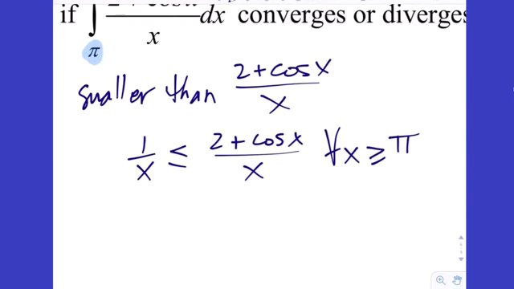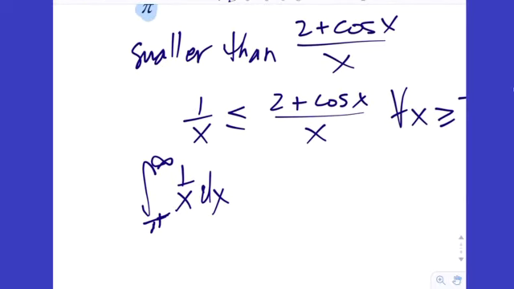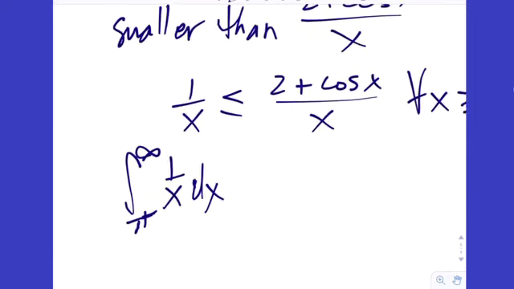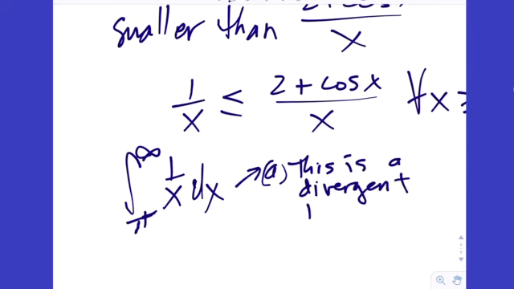Okay. So now, I just need to figure out then, what is the integral from pi to infinity of 1 over x dx? Now here you could say it's a divergent p series. Even though we're not starting at 1, the p series has to start anywhere greater than 0. When it starts at 1, that's the time we have the summation formula, 1 over p minus 1. So you could either say A, this is a divergent p series. And then you'll just say p equals 1, which is less than or equal to 1.